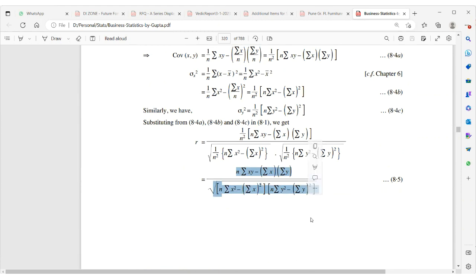Look at this formula. If we expand this formula, it becomes n, where n is the number of terms, summation of xy minus summation of x into summation of y, upon square root of n summation of x square minus summation of x whole square, similarly n summation of y square minus summation of y whole square.